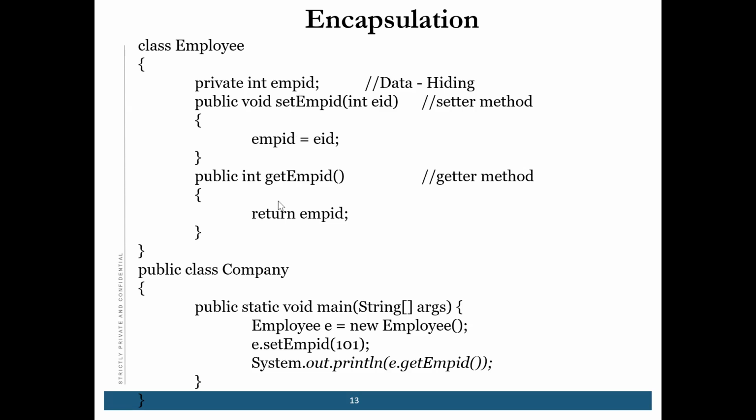Now we are returning that empID by getEmployeeID. We are calling the method. So here we write System.out.println(e.getEmployeeID()). How can we access this variable in another class? This is a private variable, and now we are using that private variable's value in another class. So this is encapsulation.